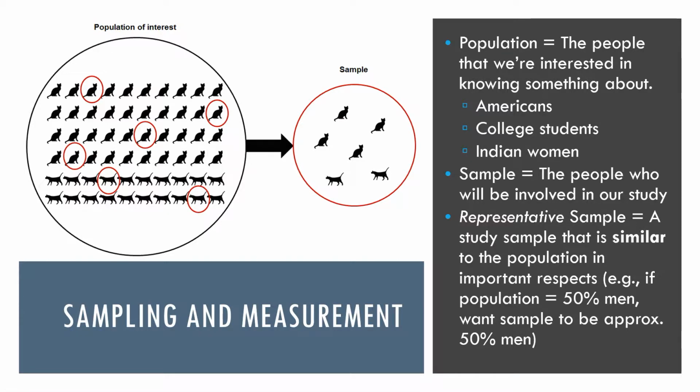For example, a researcher might measure the talkativeness of a few hundred college students with the intention of drawing a conclusion about the talkativeness of men and women in general. It's important, therefore, for researchers to use a representative sample, one that's similar to the population in important respects.